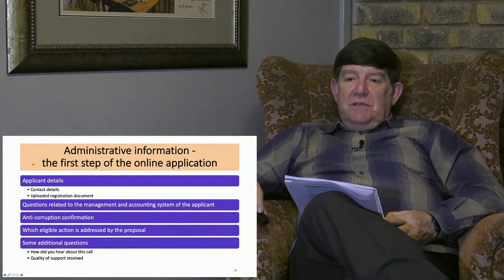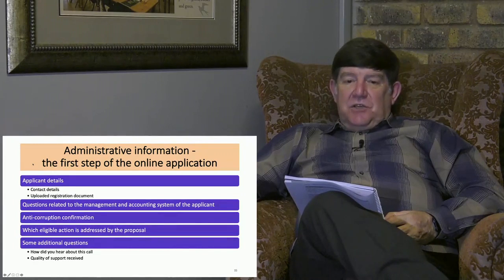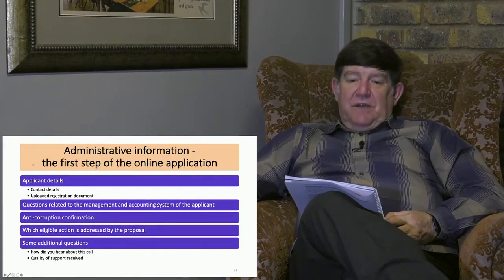Anti-corruption confirmation. We require that as part of your application, you confirm that you will not engage in any corruption or any dubious activities in the execution of this project. It's a clarification that's required from that.